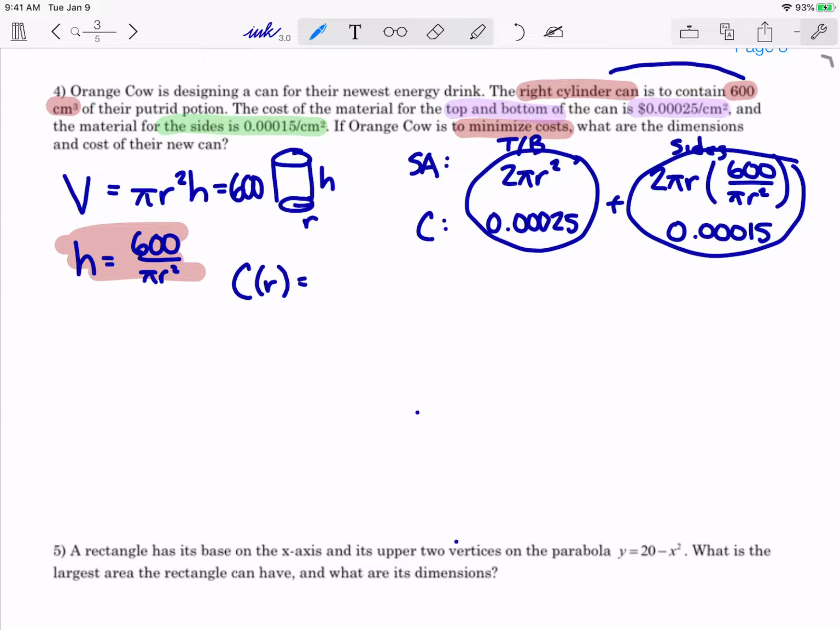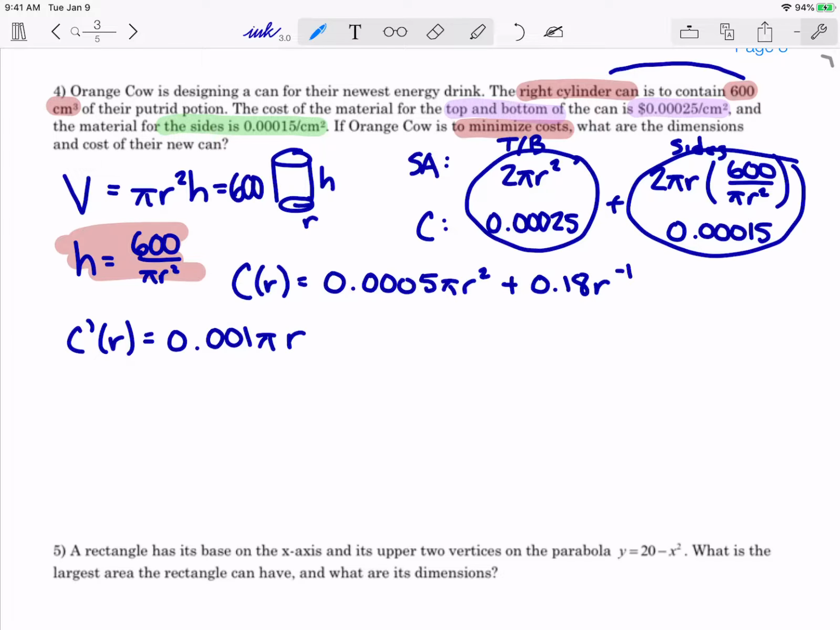You should be able to do that. Check your work with mine. You should get 0.005 pi r squared plus 0.18 r to the negative first. Okay, I'm writing it with the negative exponents because I know I'm going to be taking the derivative and setting it equal to 0, which is my next step. So c prime of r is equal to 0.001 pi r minus 0.18 r to the negative second.